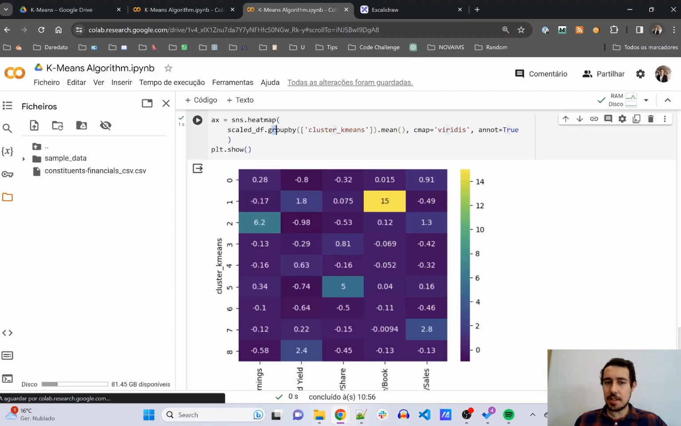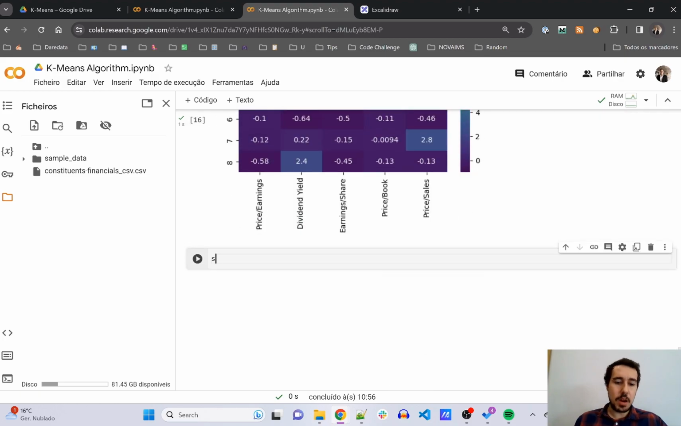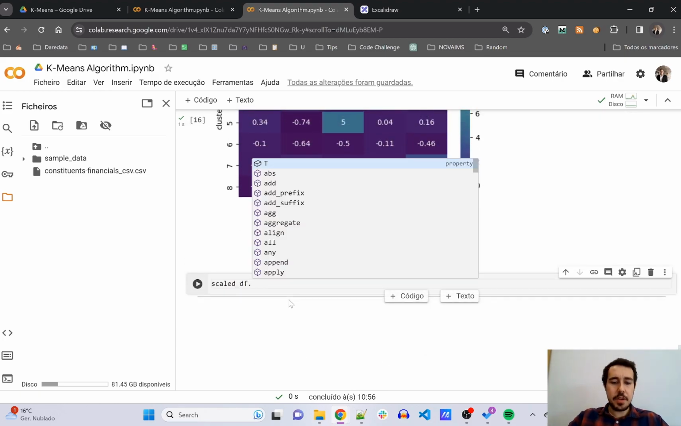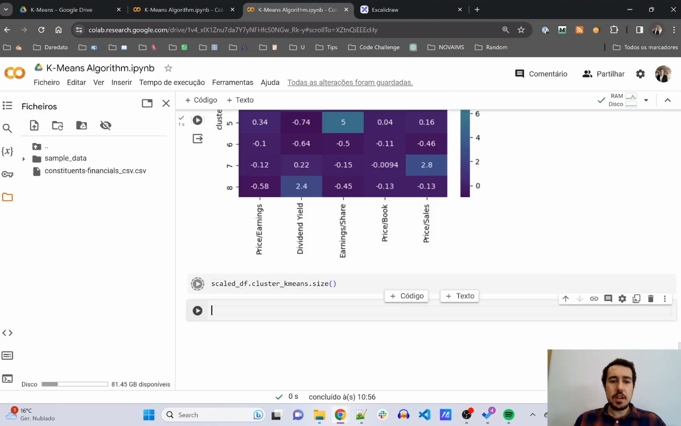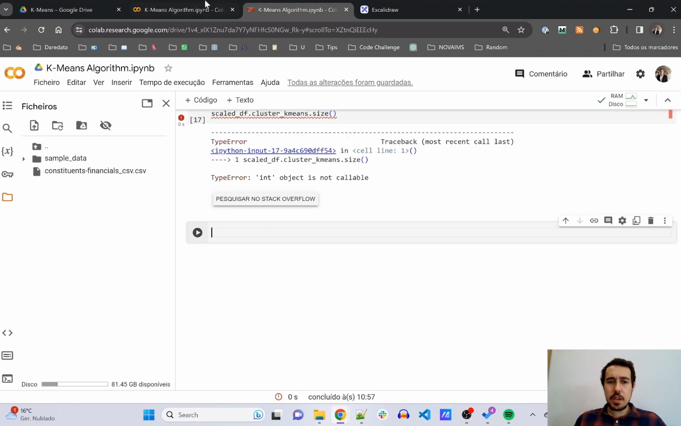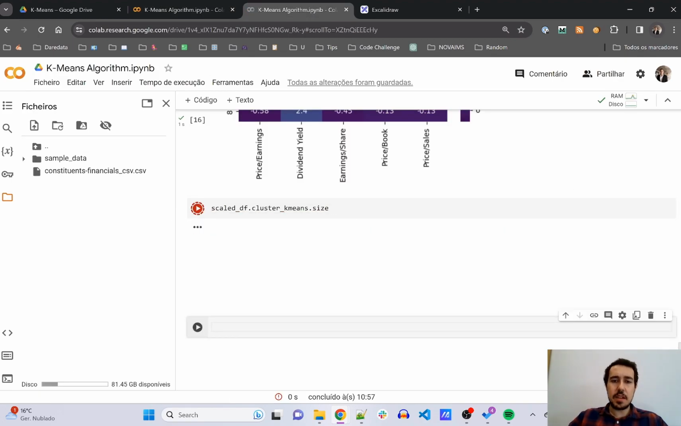They don't have that many data points. And let's confirm that by doing here, I don't need a group by, I can do scale df dot cluster k-means dot size. Okay, which ones was I saying? I can't apply size, I think.